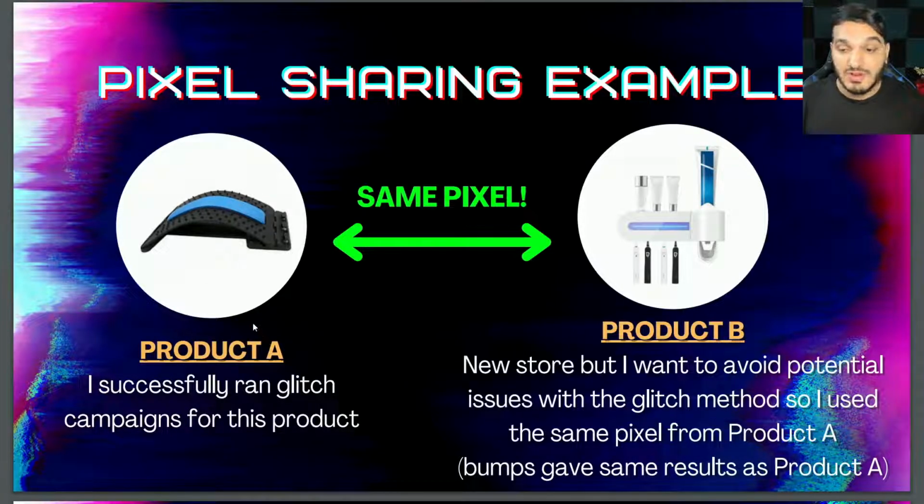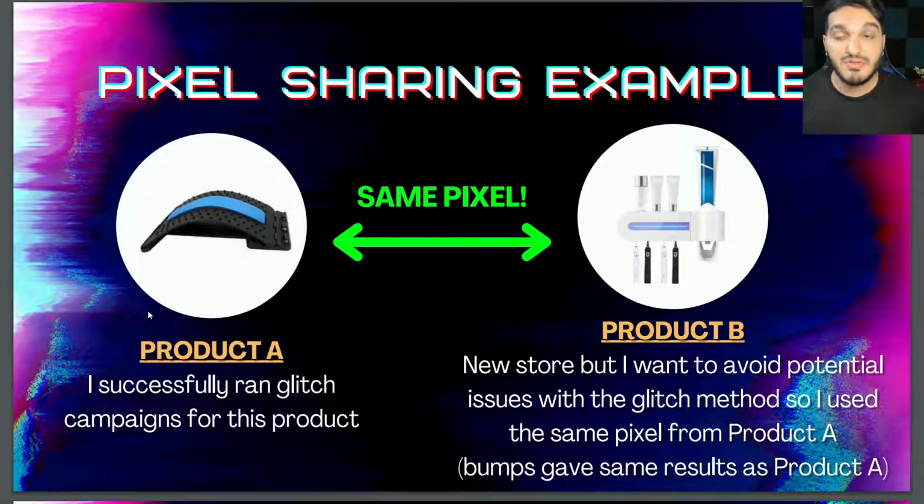So product A was the original successful store, so product B is going to ride off the success of product A by using the same pixel in the glitch campaigns. So this is a new store, but I want to avoid potential issues with the glitch method, so I used the same product for product A, and the bumps gave me similar results as product A. So even though these two products are completely different, when I create glitch campaigns for product B, I'm gonna get very similar results as product A because I'm using that same pixel. It's kind of like money laundering for pixels for your glitch campaigns. It's like a nice sneaky way to get your campaigns to run as good as your previous campaigns that you had before.